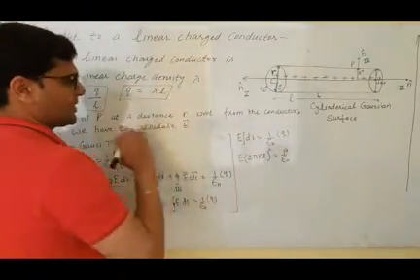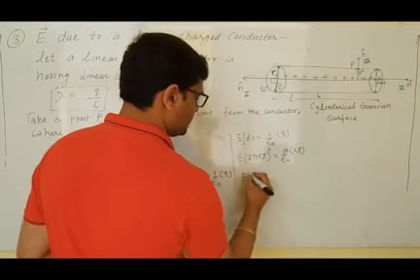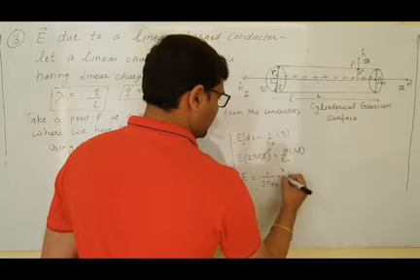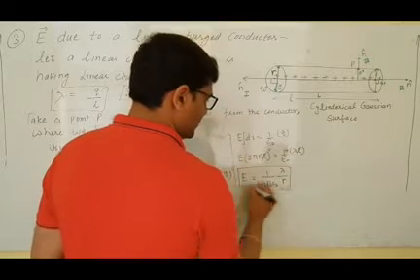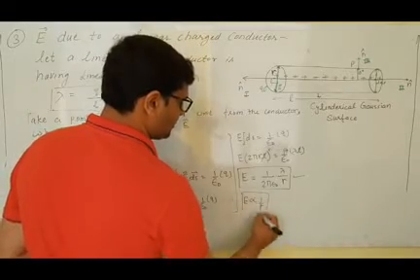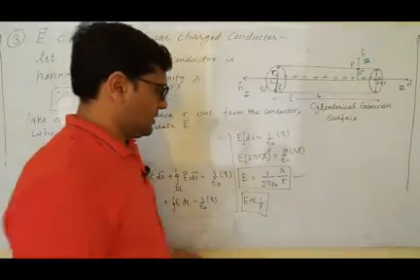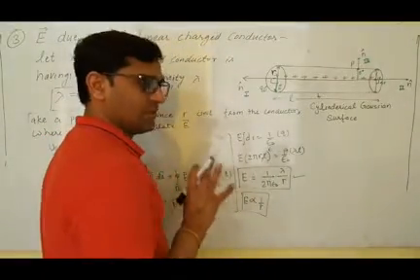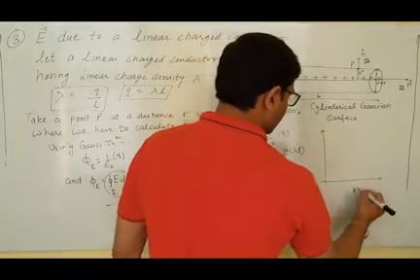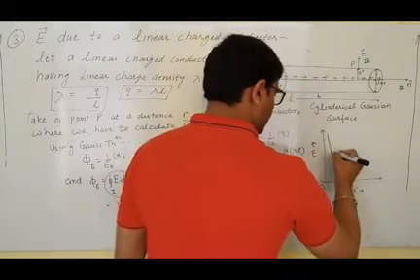What is the value of q? Lambda into L. L to L cancel, so E is equals to 1 by 2 pi epsilon naught into lambda upon r. From this relation we can say that E is inversely proportional to r, radius of the Gaussian surface, and it is independent of length of the conductor. There is a graph for r versus E, so it will look like this.